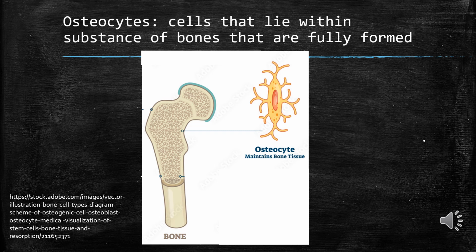Between the lacunae are canals called canaliculi. These are small channels that transport nutrients to osteocytes, expel waste products, and transport fluid to and from the cells.